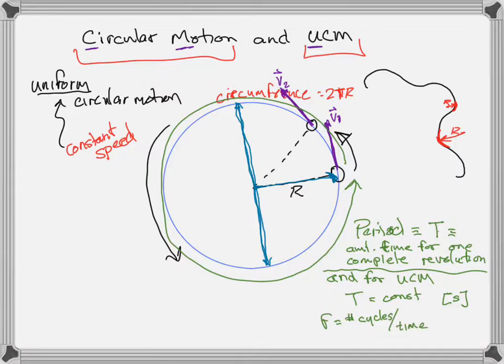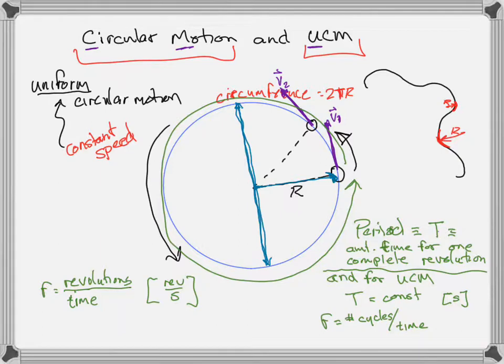And what that means for circular motion is that frequency is equal to... a cycle is a revolution. It's revolutions per unit time. That's the number of cycles per unit time. So if we're talking about time in seconds, MKS units, then revolutions per second would be the units of frequency.